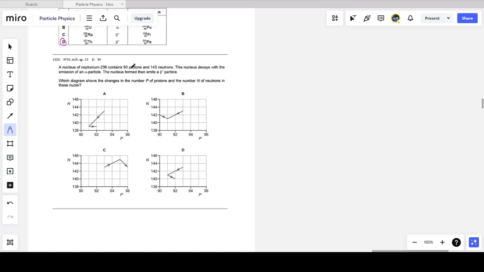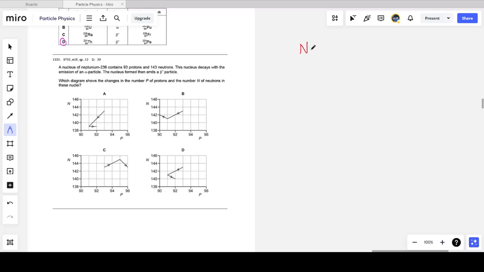So first I have a nucleus, then an alpha particle is emitted, then the neutron number and proton number change. Then beta minus decay happens, and I'm given a new proton number and new neutron number. And I'm basically plotting a graph of proton number against neutron number, with proton number on the horizontal axis and neutron number on the vertical axis.